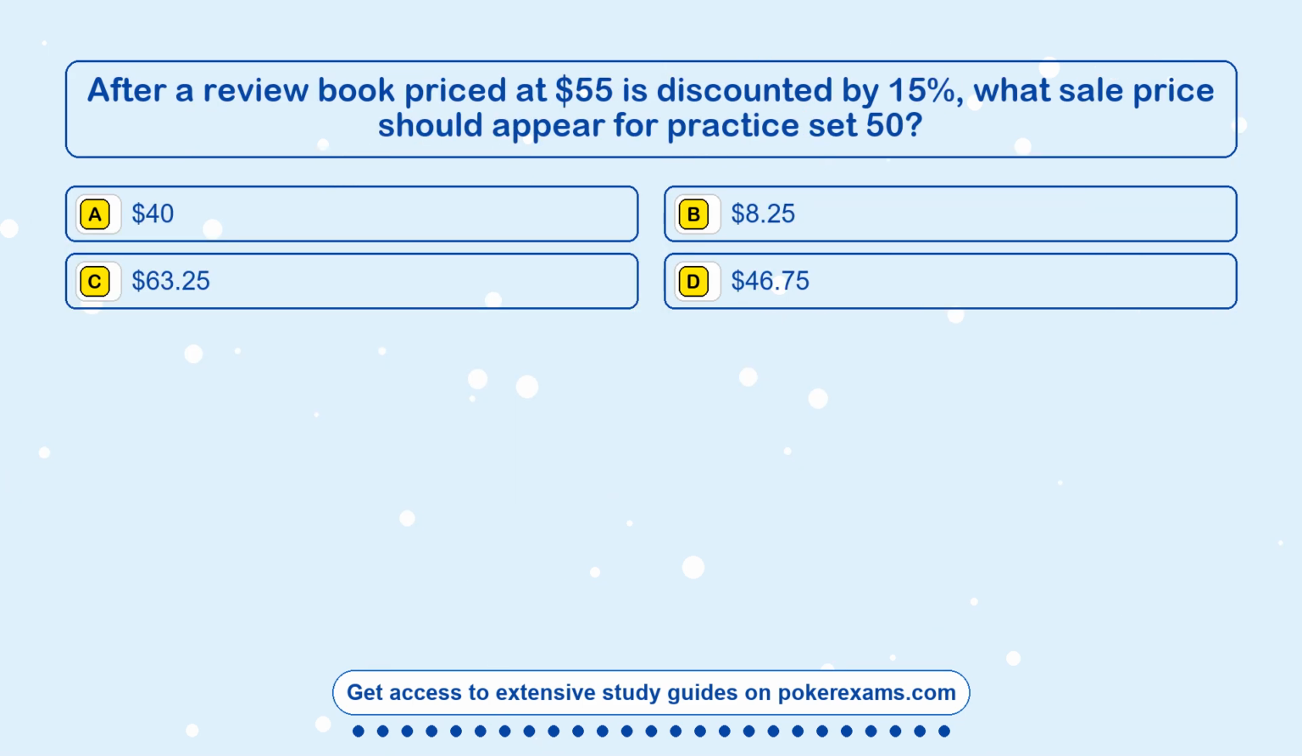Question 3. After a review book priced at $55 is discounted by 15%, what sale price should appear for practice set 50? Option A $40. Option B $8.25. Option C $63.25. Option D $46.75.